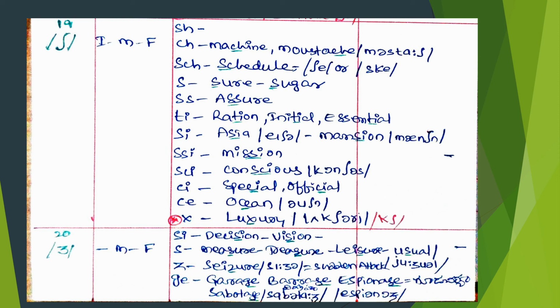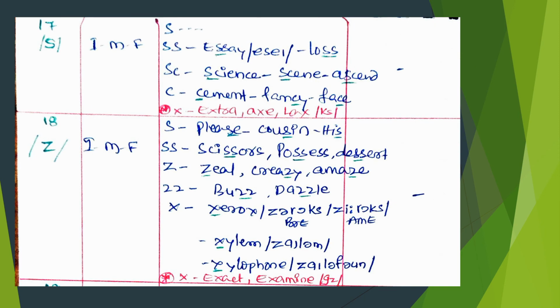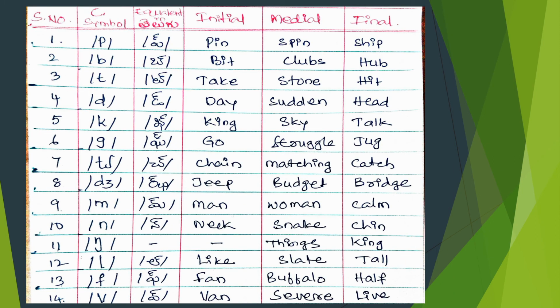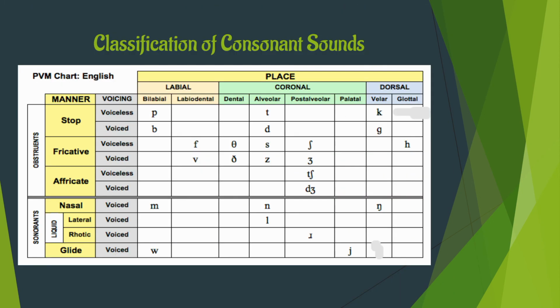Okay. Now let's move on to another post-alveolar, which is a voiced one, j. Okay, voiced. Now describe this post-alveolar voiced fricative.